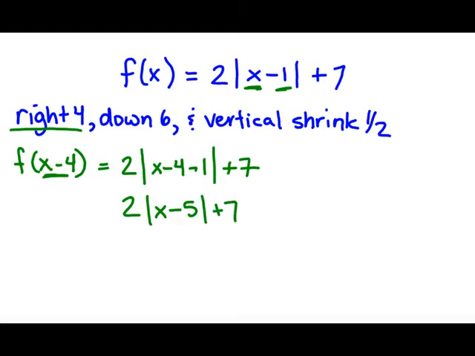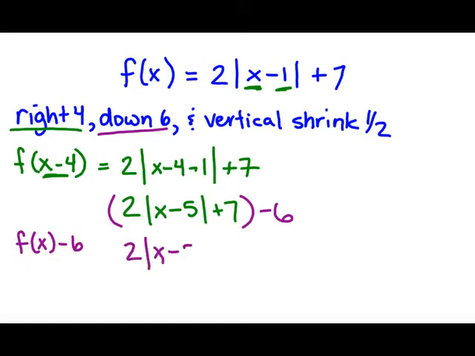Okay, after it says to do that, next thing we're going to do is move it down 6. Well, to move a function down 6, we just do f of x minus 6. So I'm going to take my function, and all I'm going to do is subtract 6 off the end. Well, that doesn't change anything inside. The only thing it does do is take 7 minus 6, which is a positive 1.